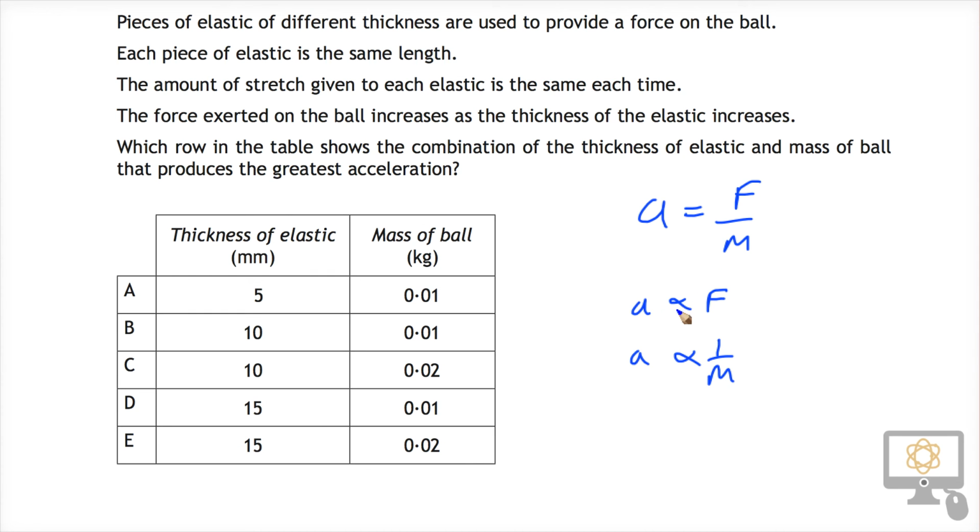So effectively what that means, if we want a big acceleration, we need a big force. If we want a big acceleration, we need a small mass. So which one of these provides the biggest force and the smallest mass? If we look down this, the biggest force is provided by the one with the thickest elastic, which is going to be either D or E. So here are our two options. And to get the largest acceleration, we need the one with the smallest mass, which is this one here, 0.01. So therefore, our answer is D.